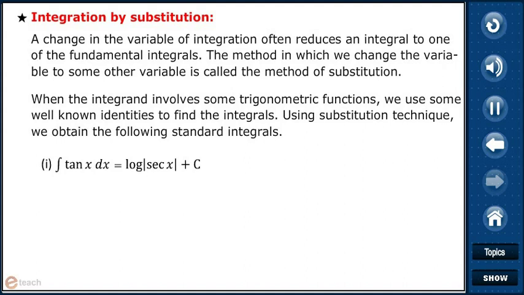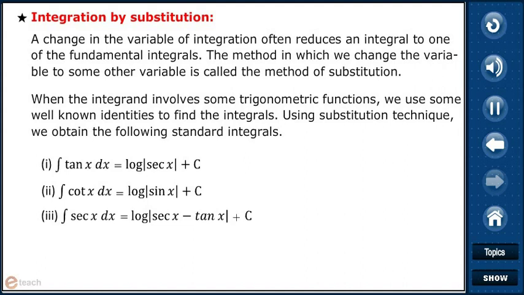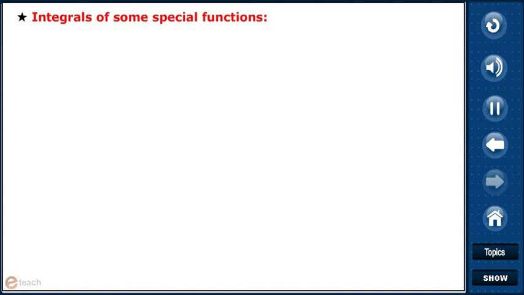Integration tan x dx equals log of mod sec x plus c. Integration cot x dx equals log of mod sin x plus c. Integration sec x dx equals log of mod of sec x plus tan x plus c. And integration of cosec x dx equals log of mod of cosec x minus cot x plus c. Now integrals of some special functions.